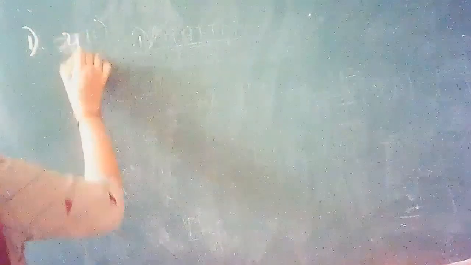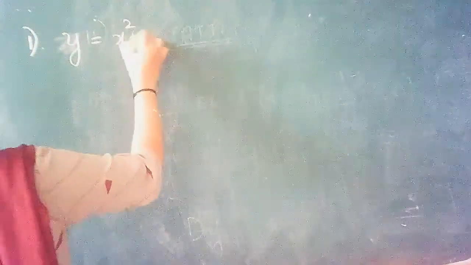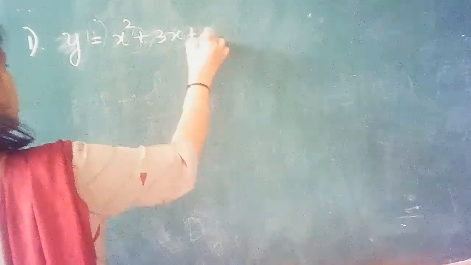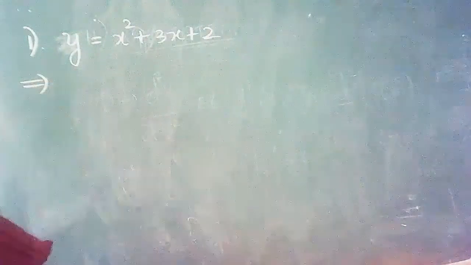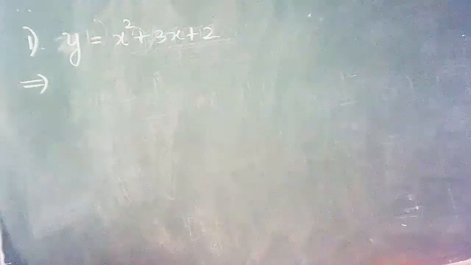Now let us see some problems of exercise 5.7. Exercise 5.7, first one: find the second order derivatives of the functions given in exercises 1 to 10. We have to find the second order derivative. First one, the function is x square plus 3x plus 2. Now of this function we have to find the second order derivative.